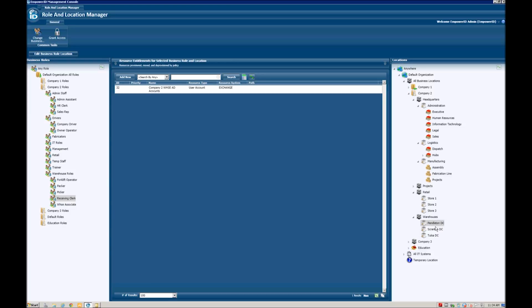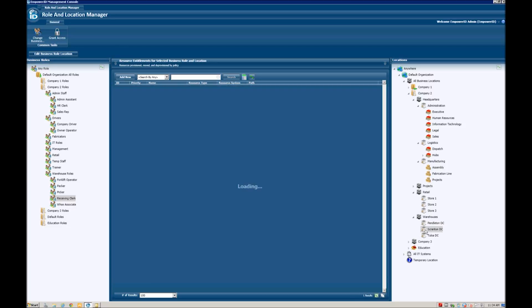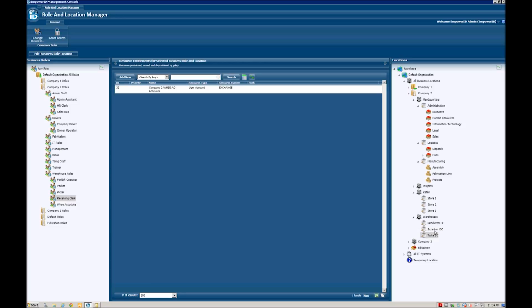So that's why we've gone ahead and broken down our warehouses and specified the various warehouses individually, so that I can actually have a common role called receiving clerk in Pendleton, a receiving clerk in the Scranton Distribution Center, a receiving clerk in Tulsa, and I don't have to duplicate my roles. I can simply have a single role.